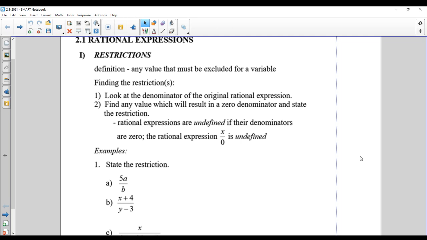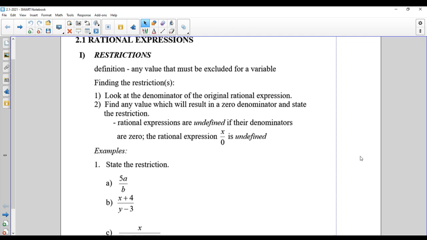You cannot divide by zero. If you take your calculator now and try to divide anything by zero, it blows up. Well, I'm being extravagant. It doesn't blow up. It just gives you an error message and says, I can't do what you're asking me to do. So that value that causes your expression to become undefined is referred to as a restriction.